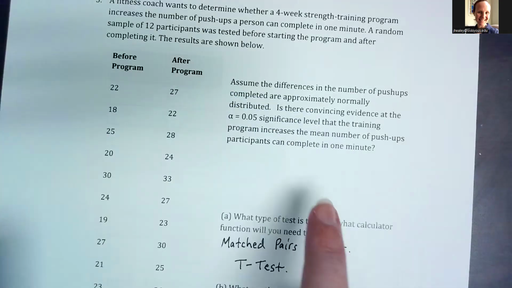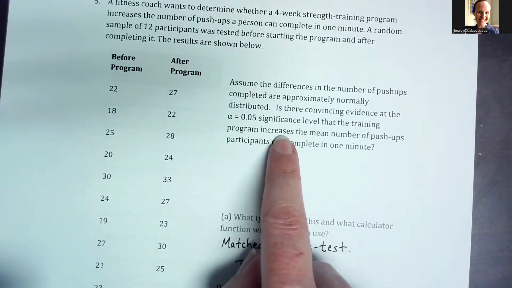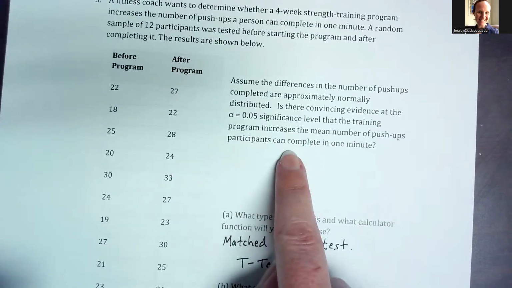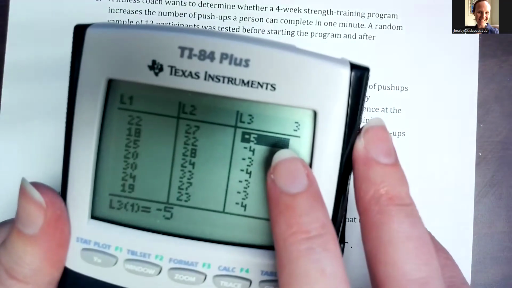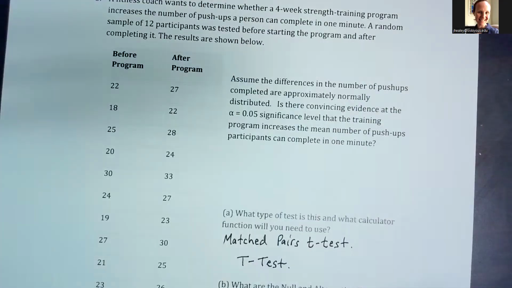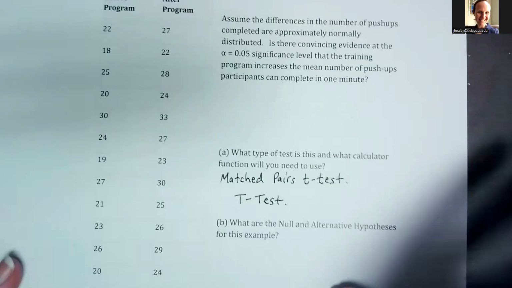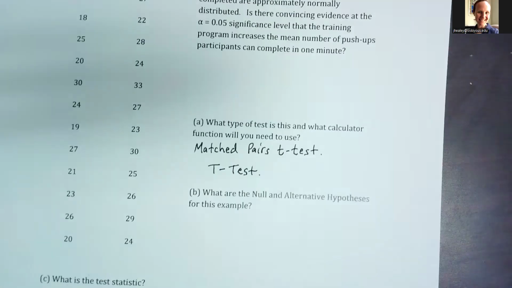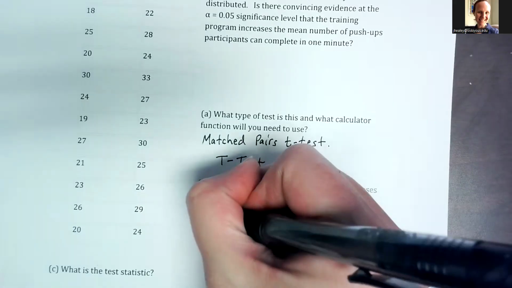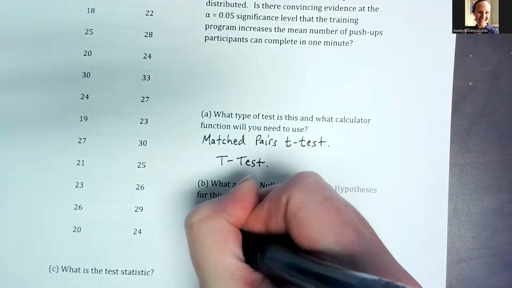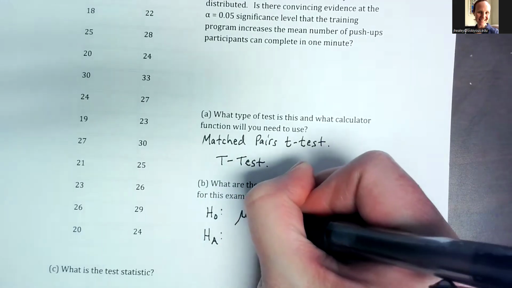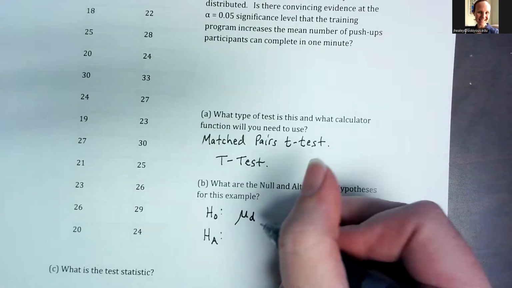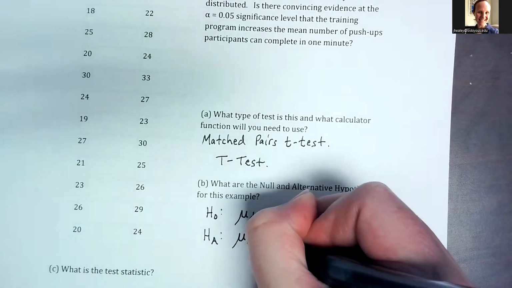So this problem was saying, is there convincing evidence that the program increases the mean number of push-ups that they can perform? If they're increasing, it would mean that this difference is a negative number. So we need to look at that when we go to write the null and alternative hypothesis here. So they want us to write something about the differences. And so our null and alternative are going to have the mu sub d to talk about the mean of the differences. And I'm actually going to write the alternative one first.